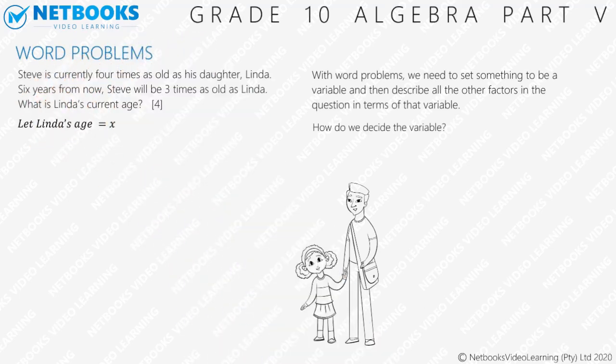Let Linda's age currently be x. The question says that Steve currently is 4 times older than his daughter. Therefore Steve's age is 4 times Linda's age. That gives us 4 times x. We have scored our first mark.